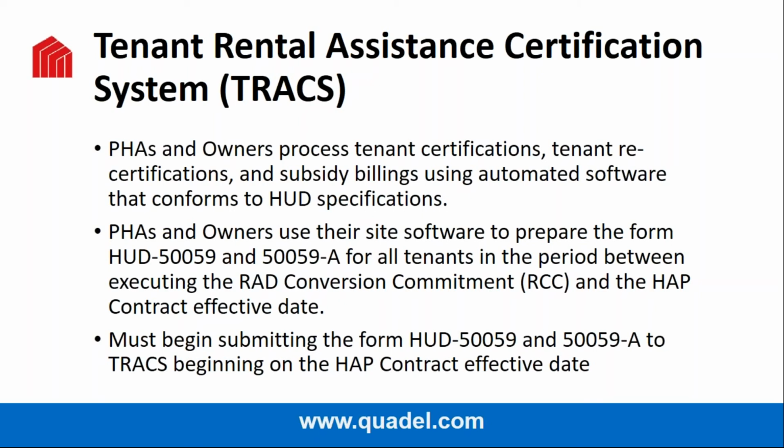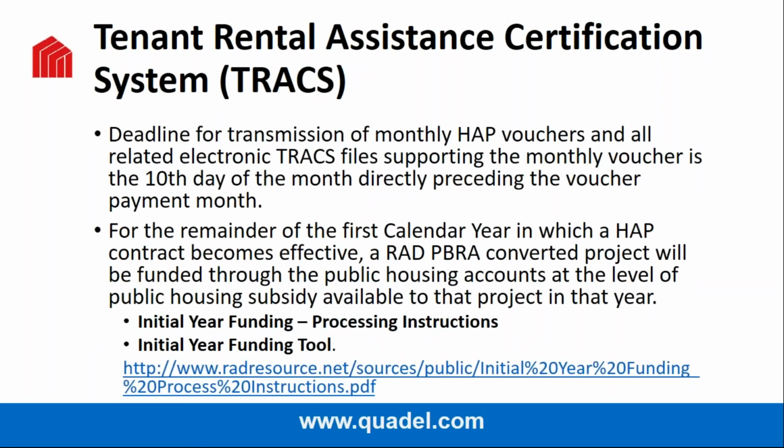PHAs and owners must begin submitting HUD 5059 and 59A data to TRACS beginning on the HAP contract effective date. The deadline for transmission of monthly HAP vouchers and all related electronic TRACS files supporting the monthly voucher is the 10th day of the month directly preceding the voucher payment month. So for example, February monthly voucher TRACS submission would be due to HUD and TRACS on or before January 10th.